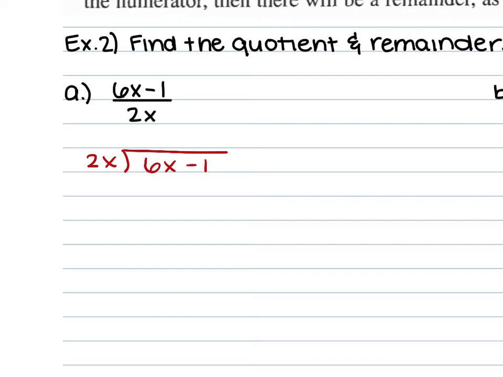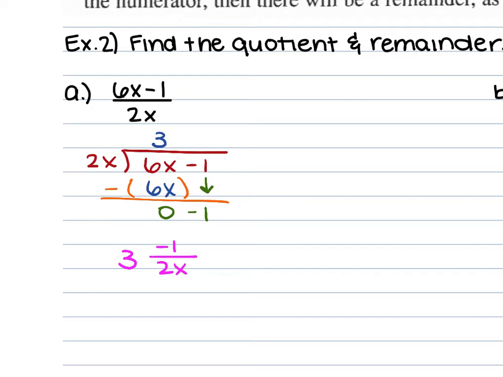For the 2x times what? You want to ask yourself, times what? What am I multiplying the 2x by in order to get the 6x? Well, if I multiply it by 3, I have 6x. So I'm going to take that, and now I'm going to subtract. Use your rules for long division. The 6x minus 6x gives us 0. We bring down that negative 1. So then we have 3 and negative 1 over 2x.